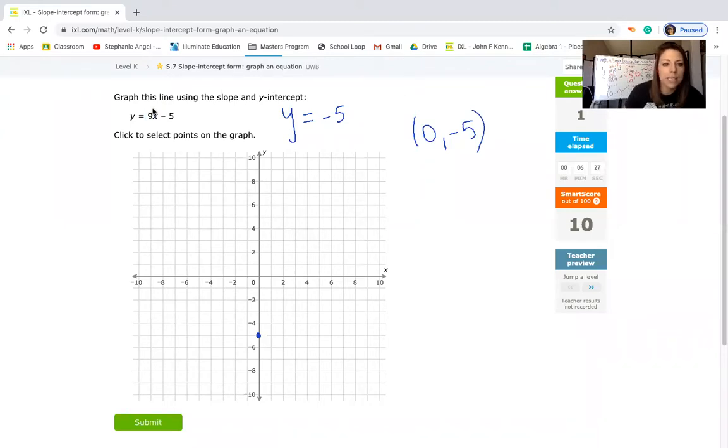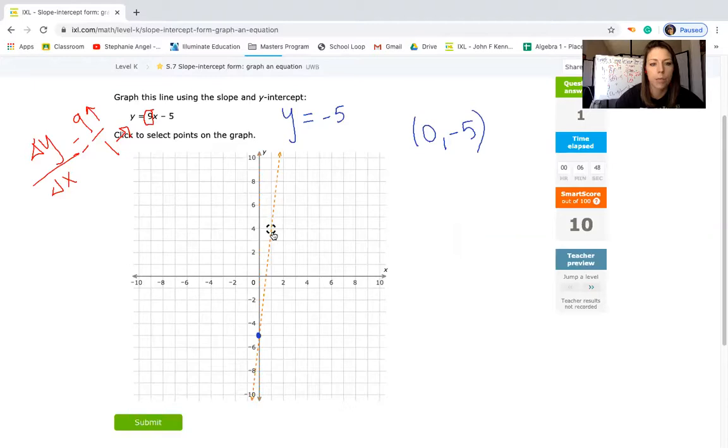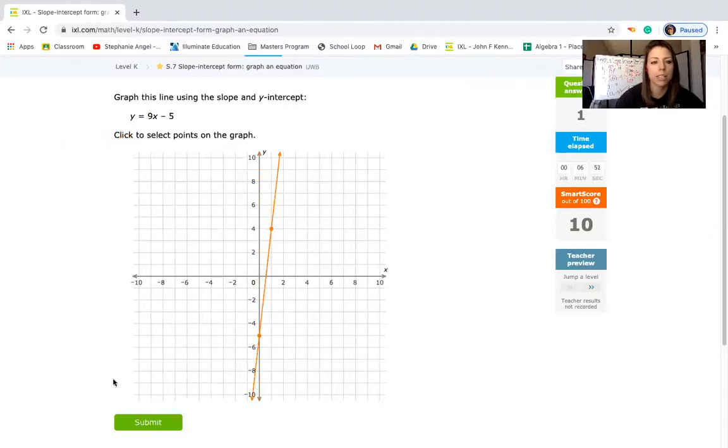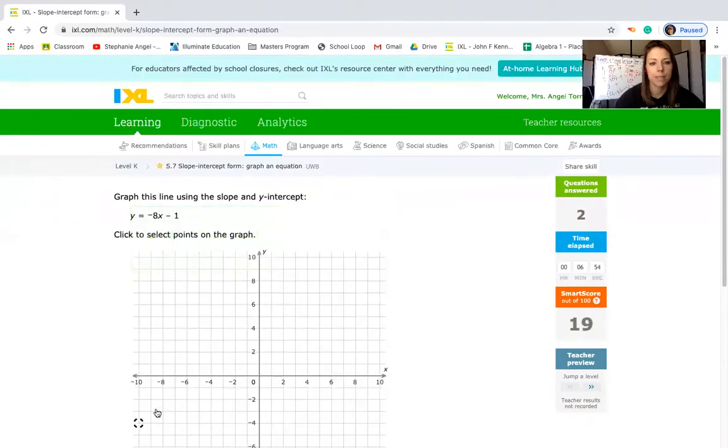So if my slope is 9, then that change in y over change in x, and I write this every time, is 9 over 1, which means I'm going up 9 and right 1. So if I place my point here at 0, -5, then I go up 9, 1, 2, 3, 4, 5, 6, 7, 8, 9, and right 1, my line forms. Get rid of my drawings, and hit submit.